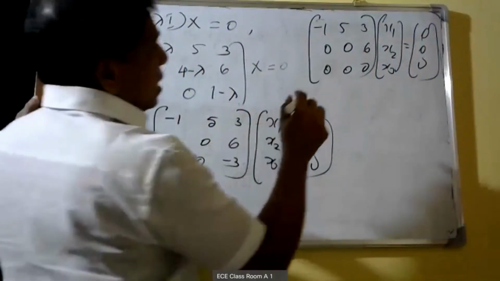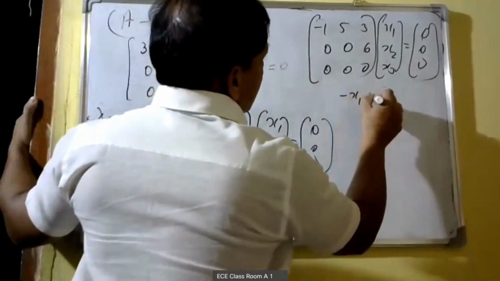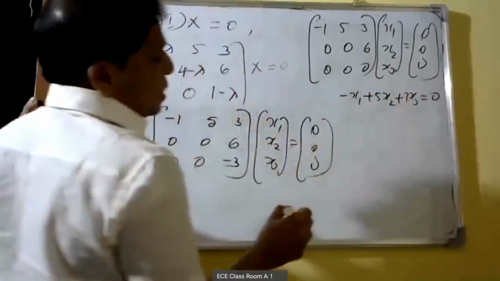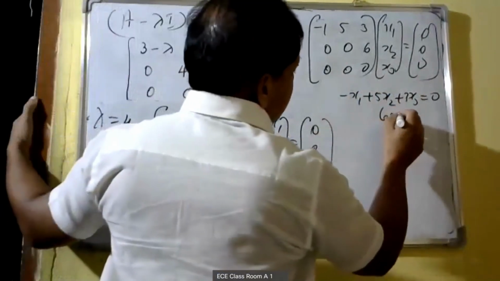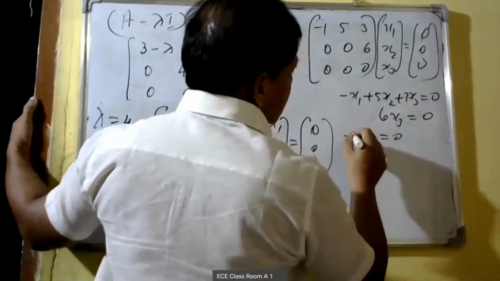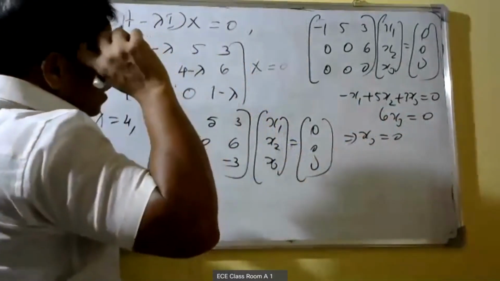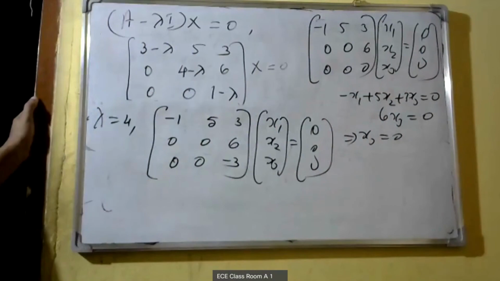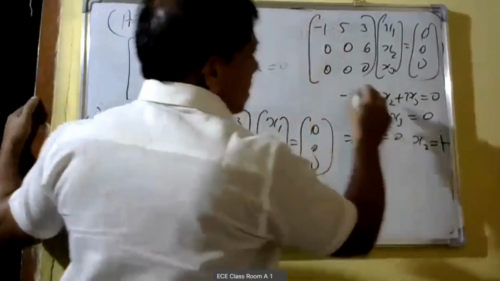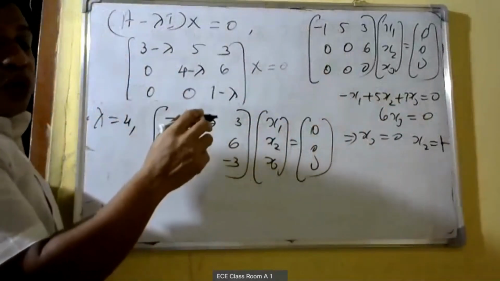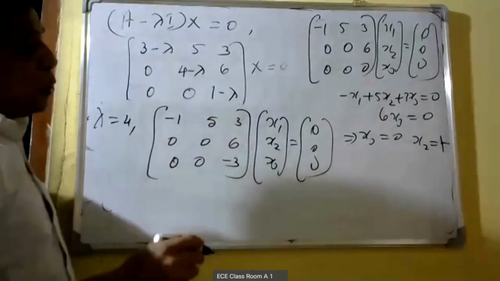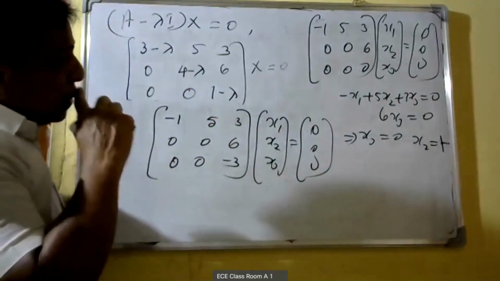Then we can write the equation minus x1 plus 5x2 plus 3x3 is equal to 0, the first equation. The second equation is 6x3 is equal to 0, therefore we get x3 is equal to 0. Then one variable can be chosen as arbitrary. Since the rank is equal to 2 and the number of unknowns is 3, 3 minus 2 is equal to 1. Therefore, we can choose x2 is equal to t.